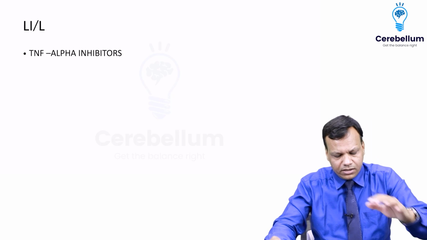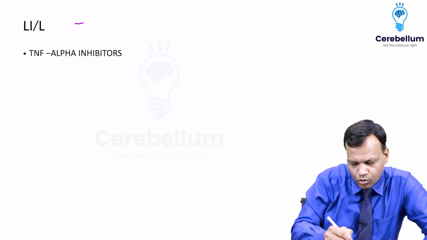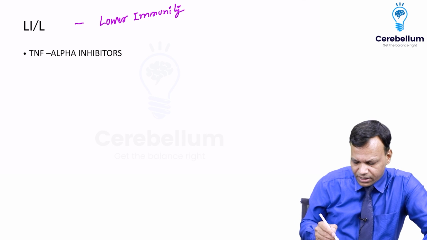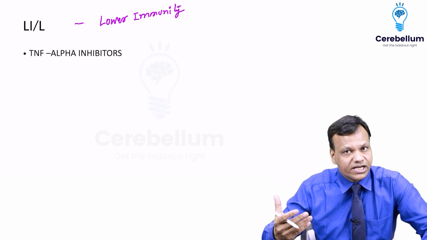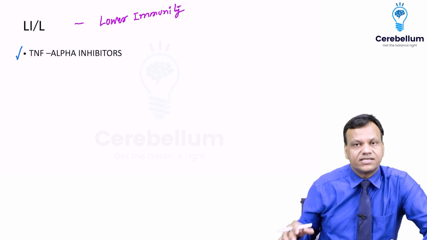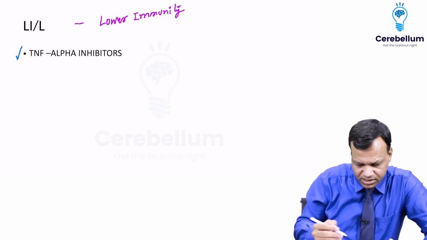Next are important. The monoclonal antibodies contain Li or L. So Li means lower immunity. So these are the drugs which will lower the immunity. So they will suppress the immunity, so they are used in either transplantation or autoimmune diseases. So first one, which is most important, is TNF alpha inhibitor. You need to remember that. TNF alpha inhibitors we discussed earlier also.